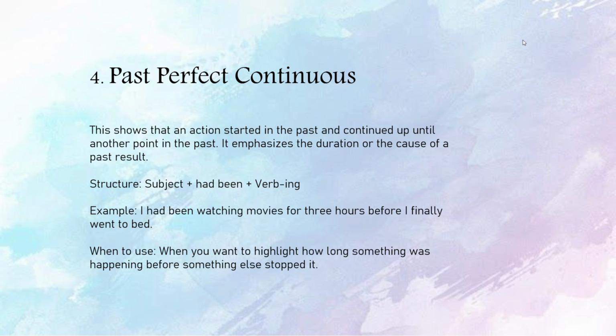You use this when you want to highlight how long something was happening before something else stopped. So how long the action in the past was happening until the new action stopped it. The example is: I had been watching movies for 3 hours before I finally went to bed. So it's showing that I was watching movies for 3 hours before I finally went to bed.